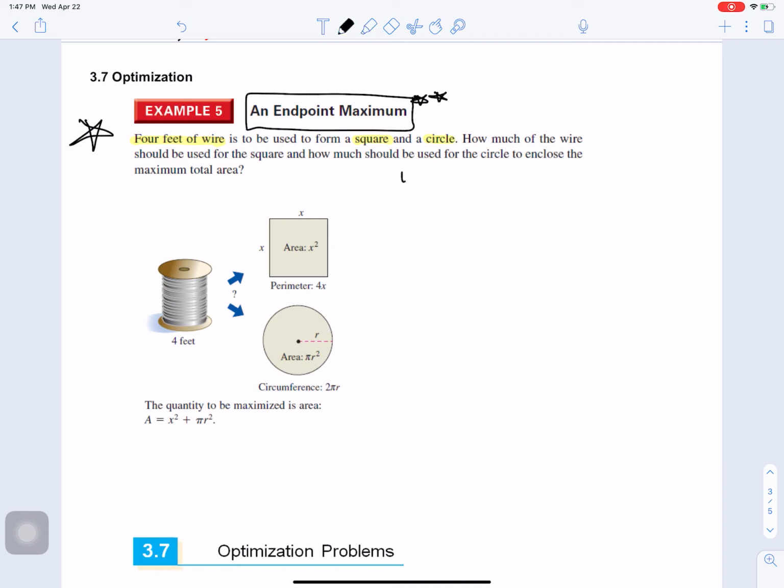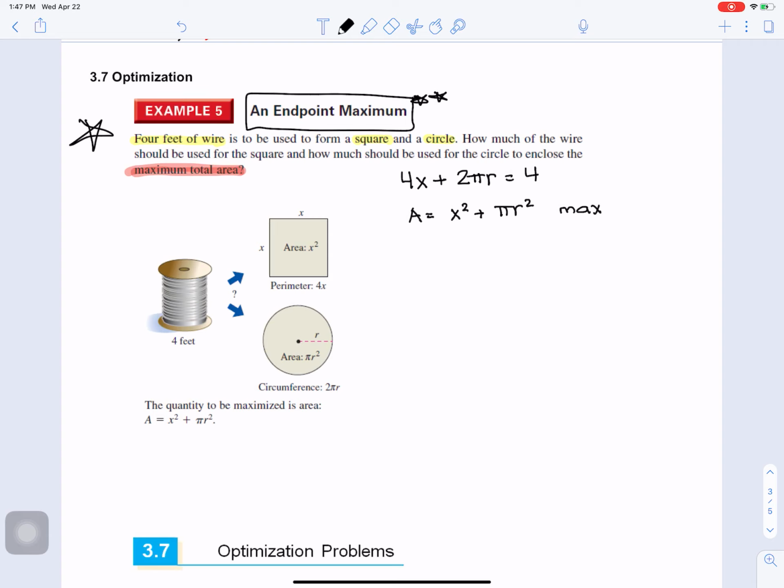I know the perimeter of my square is 4x according to the variable they defined. And the perimeter of a circle is given a fancy name called circumference, and the circumference of a circle is 2 pi r. In total, we have 4 feet of wire used for both. How much of the wire should be used for the square and how much for the circle so that we get a maximum total area? So my primary equation is area: the area of the square plus the area of the circle has to be a maximum.